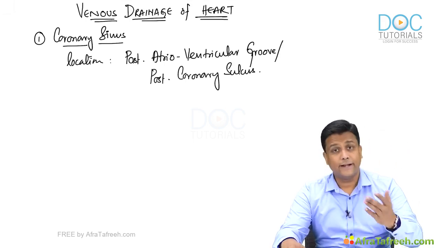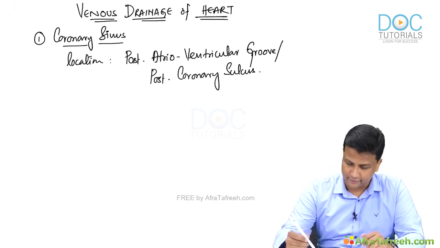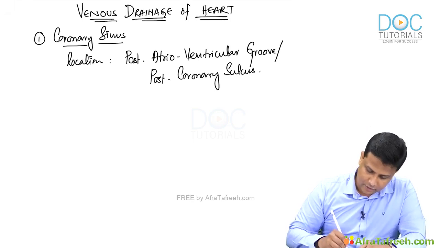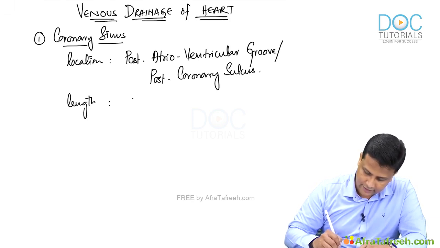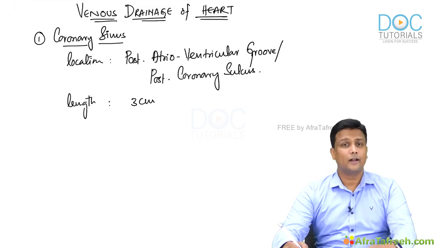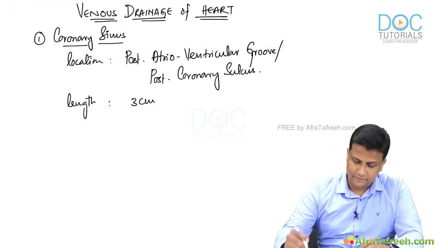So you can call it the posterior atrioventricular groove or posterior coronary sulcus. Then next you have to remember the length of the coronary sinus. Remember, it is 3 centimeters long. Coronary sinus is 3 centimeters long. Done. That is about the coronary sinus.